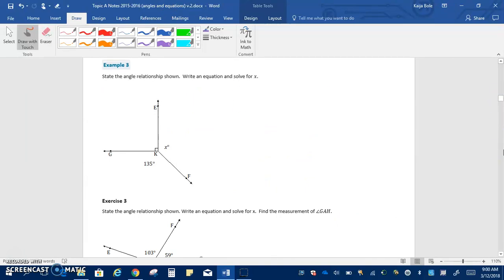So first it says to state the angle relationship and then write an equation. So these are angles at a point. So that means all of them add up to 360. So remember again, this means 90 degrees. So we would have 90 plus x plus 135 equals 360.